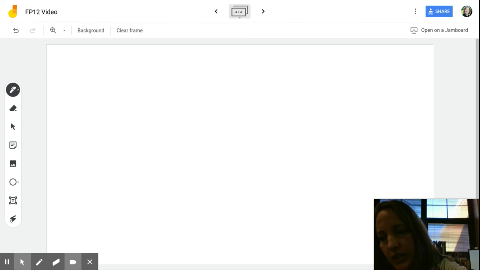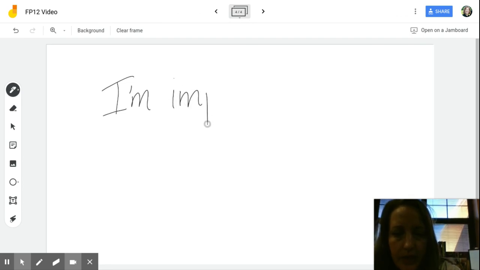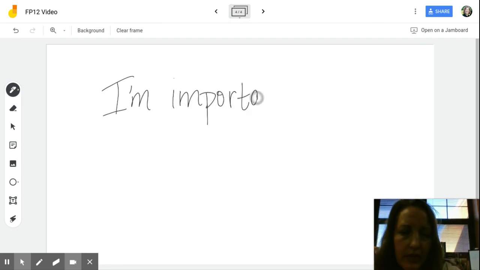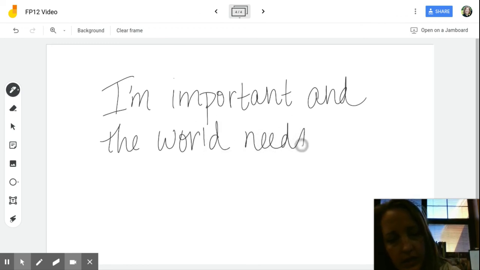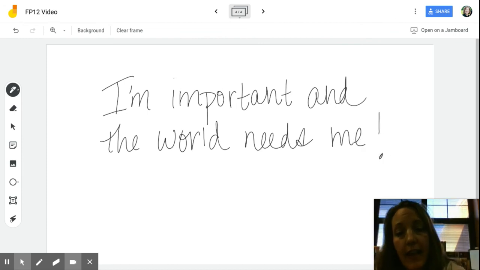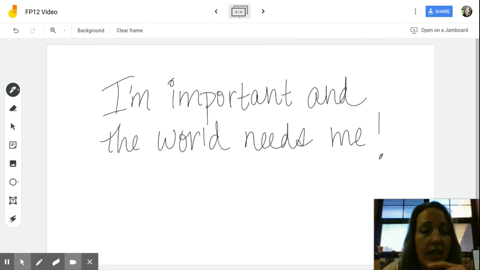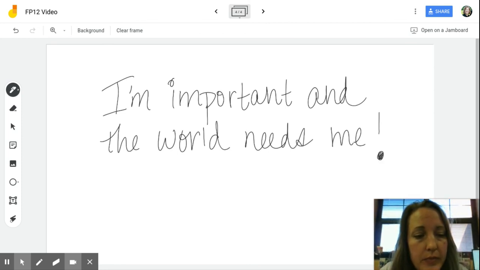What could I put cute here at the end? Oh, this is something that's on my wall, and I never talk about it. I'm important, and the world needs me. Now, that's not just cute. It's something that's on my wall because I want you to know it, and I want you to say it often, and I want you to think it. Whenever you're in my room, look up at that and say to yourself, I'm important, and the world needs me.